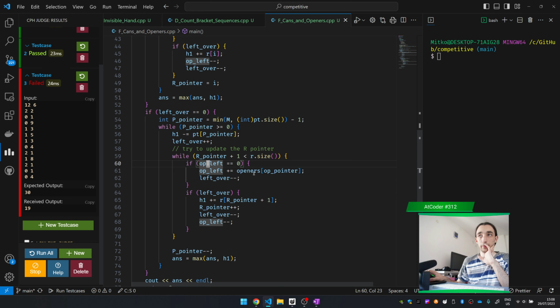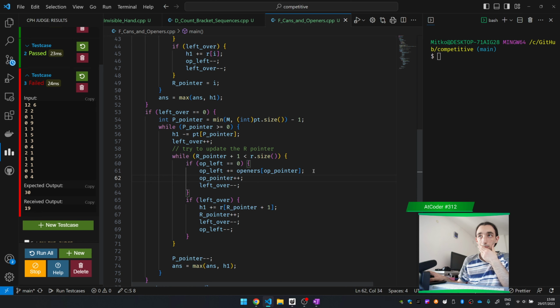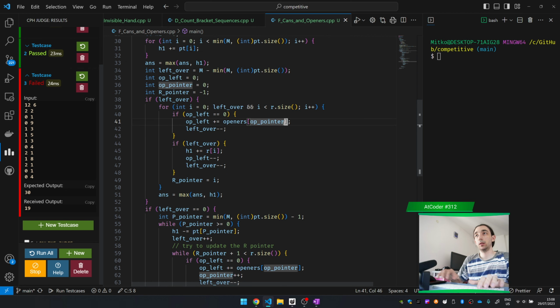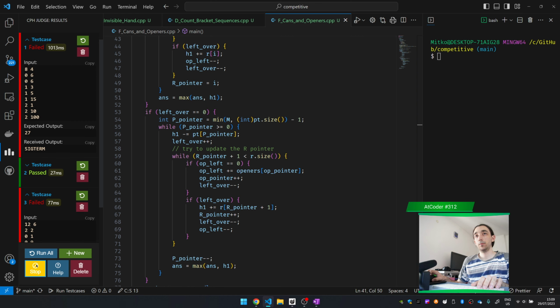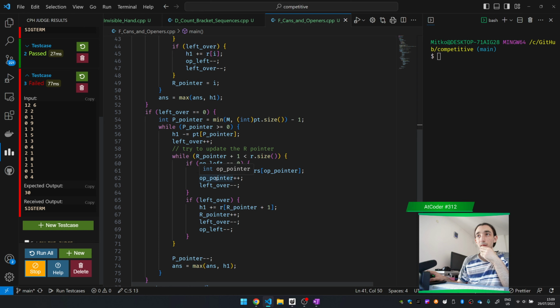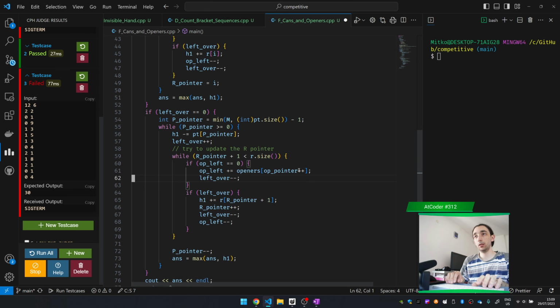If OP left is 0, so if there are no openers left, then I gotta buy more openers, and I gotta of course get the pointer up. So I gotta get the pointer up here, and then the leftover is this bar out.